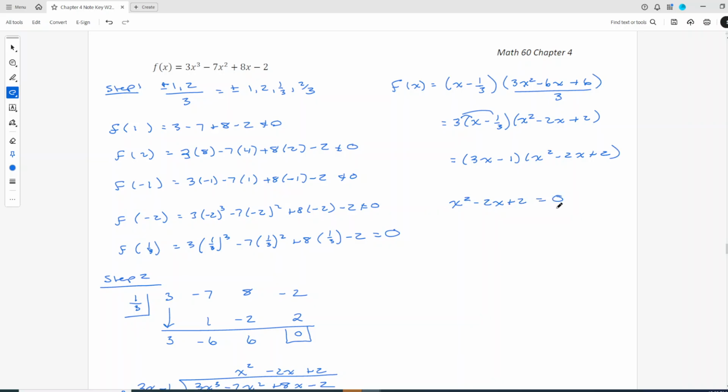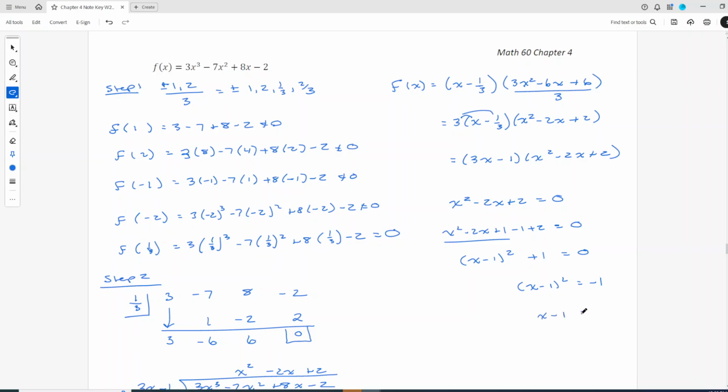Okay, so I'm going to solve this one by completing the square. I'm going to go x squared minus 2x. Half the middle term squared is plus 1. Add it and subtract it. This is my perfect square trinomial. It goes to x minus 1 all squared plus 1 is equal to 0. I end up with x minus 1 all squared is equal to negative 1.